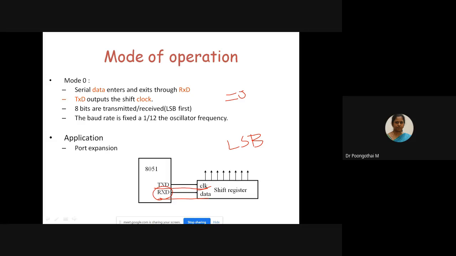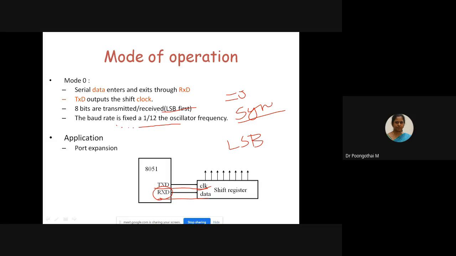TXD outputs the shift clock pulses to your shift register. Only 8-bit data are transmitted or received. LSB is first. Your baud rate is fixed at 1/12 of the crystal oscillator frequency. So this serial port runs in synchronous mode. Your data is transmitted and received by the RXD pin, and TXD is used for clock output.